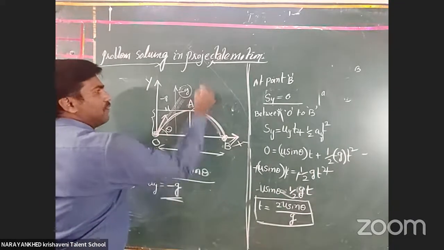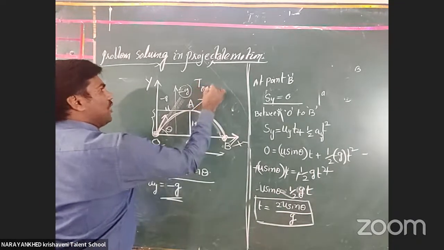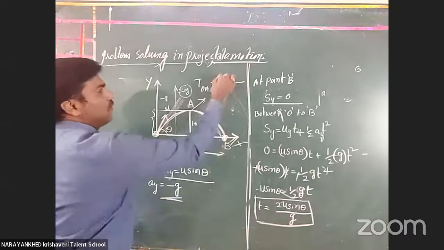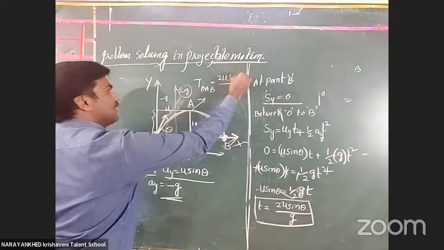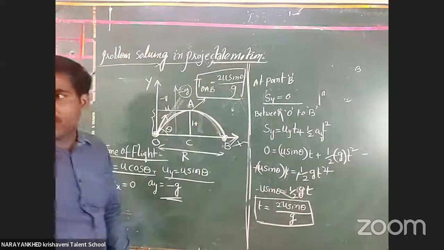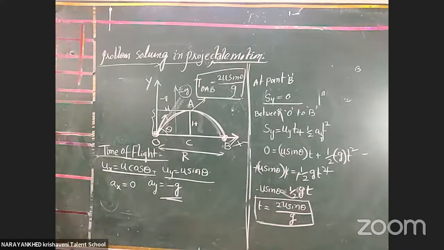From here, T of OAB is taken as what? T of O to A to B is equal to 2u sin theta by g. This indicates the time of flight. Understood or not understood? Yes, I hope you got it.